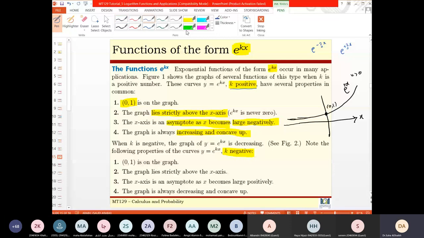Now when k is negative, what will happen? Again, it should pass through the point 0, 1. It is above the x-axis again. The x-axis is asymptotic as x becomes large positive. The graph is decreasing and concave up.